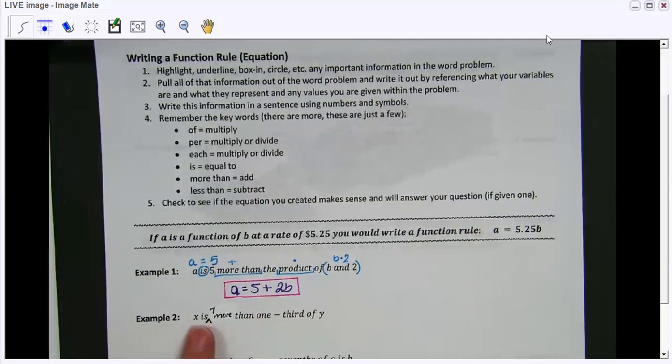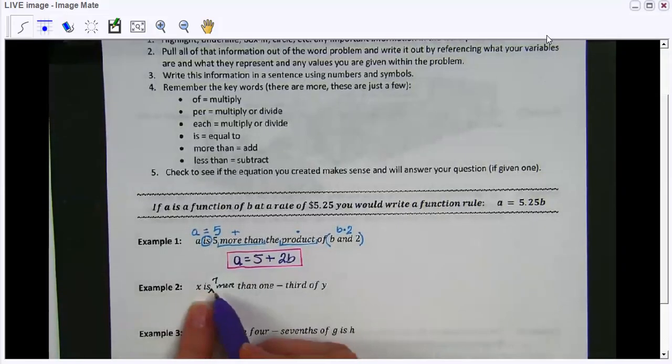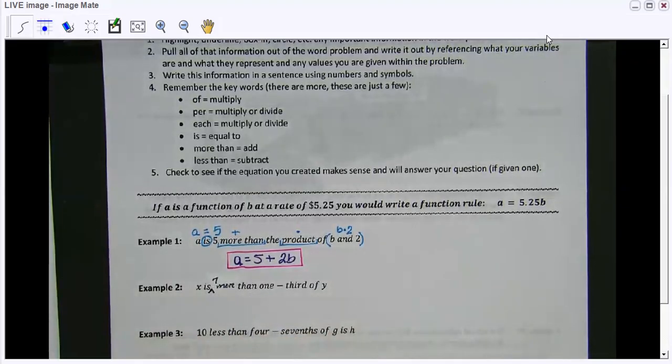Now, the next one, there was a mistake on it. If you could just put 7, or X is 7 more than, just add a little 7 there. And then the expression will make sense. Otherwise, it's an inequality, and we're not working on inequalities right now. So let's go ahead and annotate this.